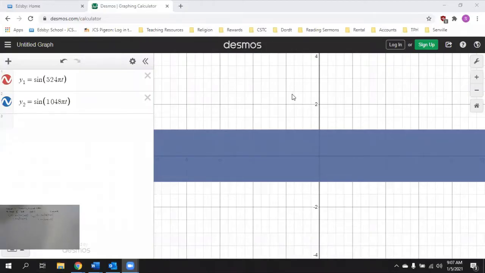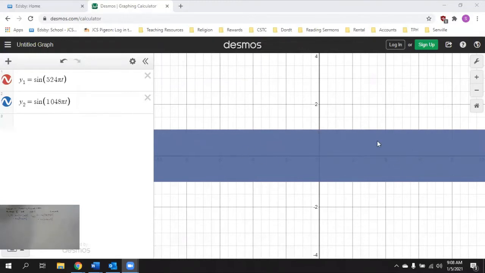Okay, I'm here in Desmos and I have typed in our two functions. A couple things I'd like you to notice. I called the first one y1 and the second one y2. All you have to do is type y2 and it will automatically do that for you. Then another thing you'll notice is that this looks really, oh, one more thing. To put in pi, you just type pi and it automatically adds pi to your function.